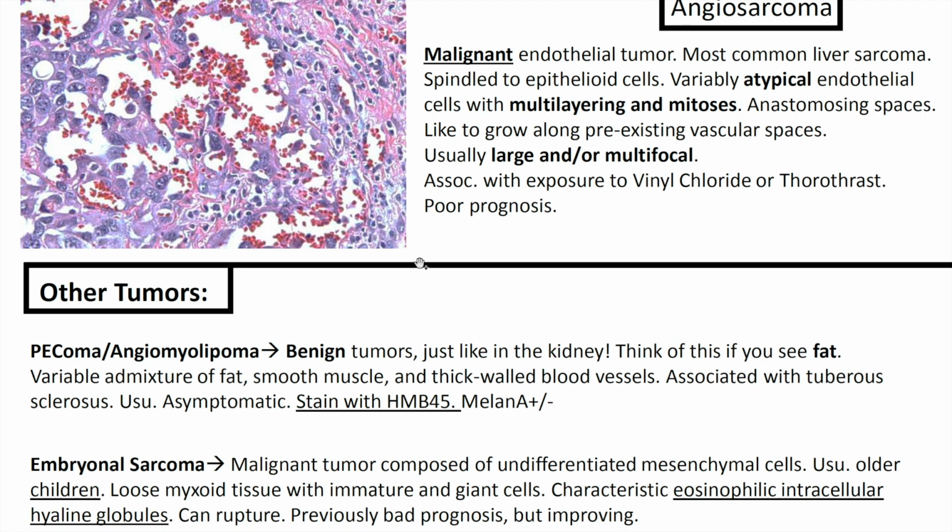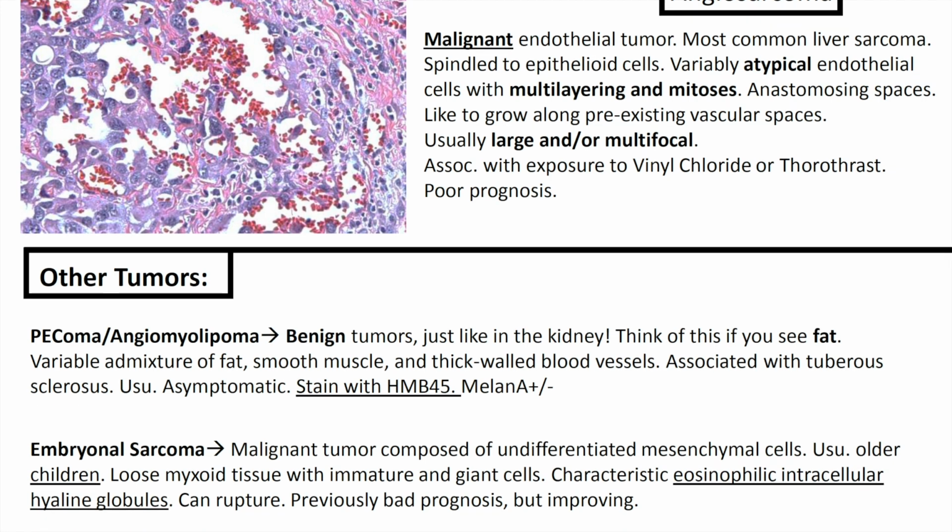to epithelioid cells. There's variably atypical endothelial cells with multi-layering and mitoses, and anastomosing spaces. So angiosarcomas like to grow along pre-existing vascular spaces, and they're usually large and/or multifocal. They're associated with exposure to vinyl chloride or Thorotrast, and angiosarcomas unfortunately have a very poor prognosis, likely due to their involvement of vessels, right?